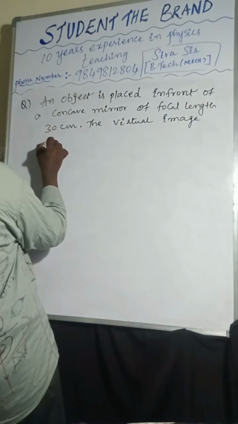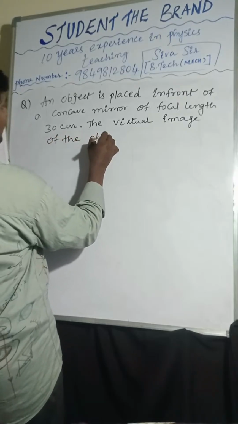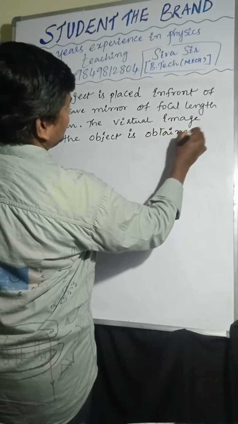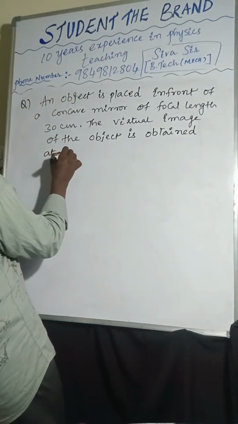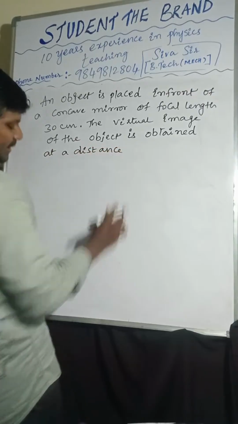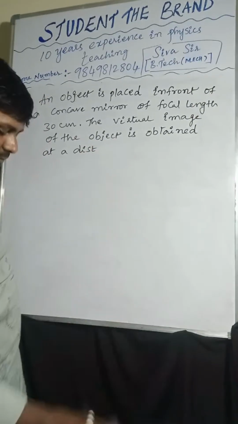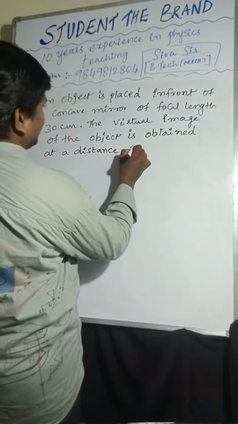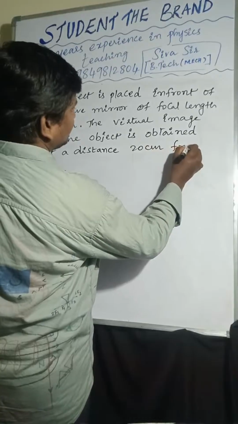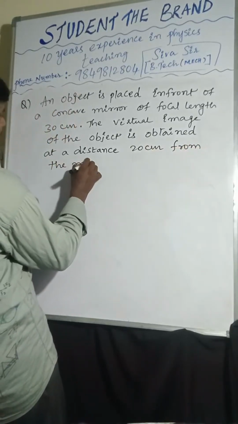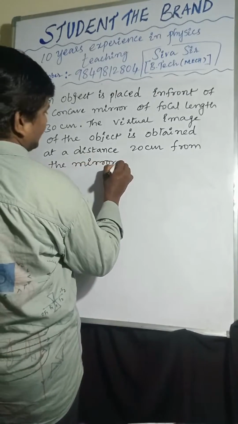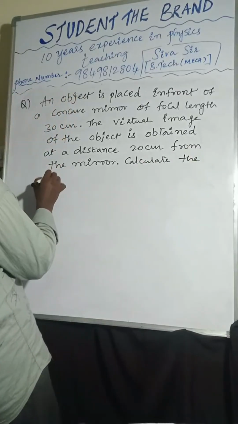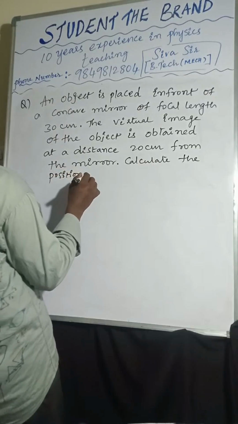A virtual image of the object is obtained at a distance of 20 centimeter from the mirror. Calculate the position of the object.